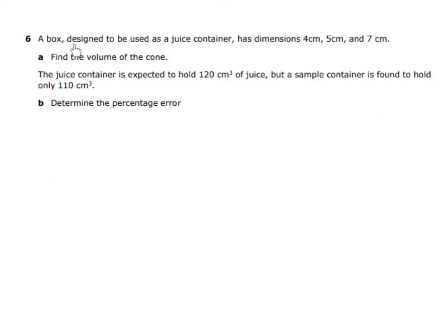Okay, number 6 says a box designed to be used as a juice container has dimensions 4 centimeters by 5 centimeters by 7 centimeters. Find the volume of the, another typo. Sorry, there's several typos on this document, and I apologize for that.